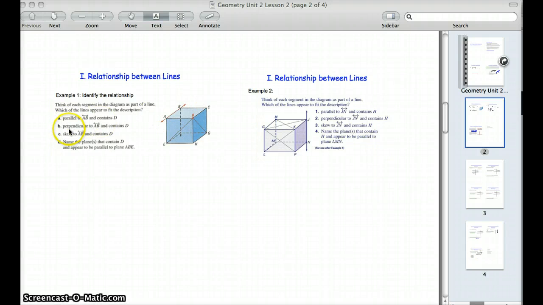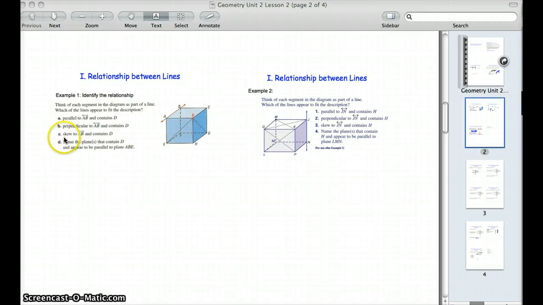Let's see. This one, B, says perpendicular to AB and contains D. So here's AB, and it needs to be perpendicular, which means it needs to form a right angle with AB. So if we look here, we've got DA. So if we extended DA out, it would actually be perpendicular to AB.